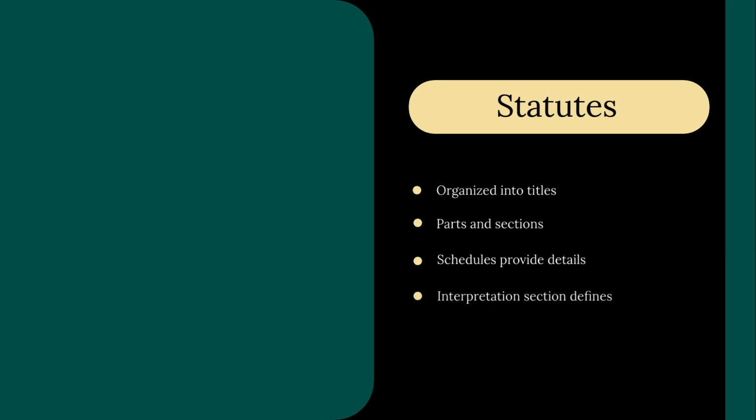Statutes are organized into titles, parts, and sections. The title and preamble state the Act's purpose. Sections contain the main provisions of the law. Schedules provide additional details and procedural rules. The interpretation section defines terms for clarity and consistency.